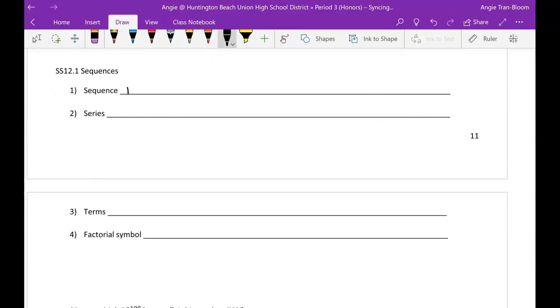Sequence is a function whose domain is the set of all positive integers.